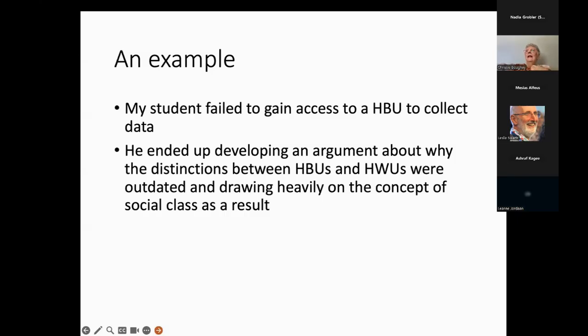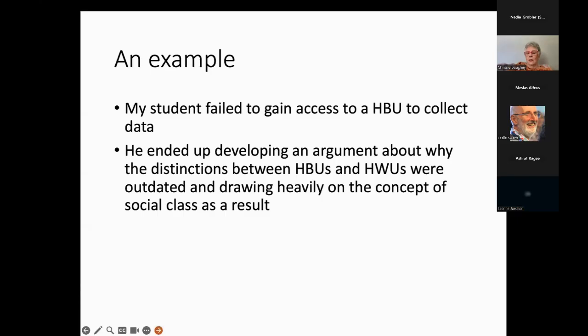But because he had particularly wanted to write about the course in a historically Black university, because it was the Black students who were failing this course a lot, and then he had to move to a historically white university, he had to shift his argument. And he ended up writing an article about why the distinctions between historically Black universities and historically white universities, which come from apartheid, were now outdated. It's possible to make an argument on that.